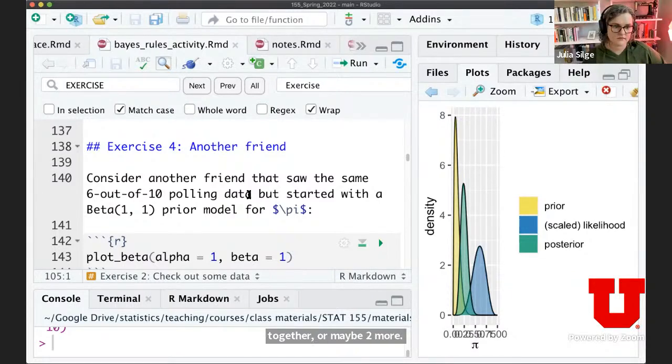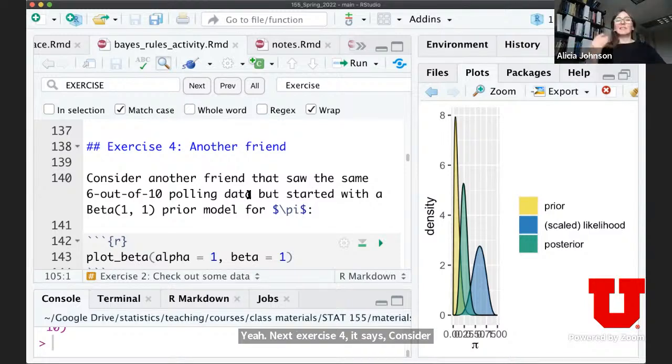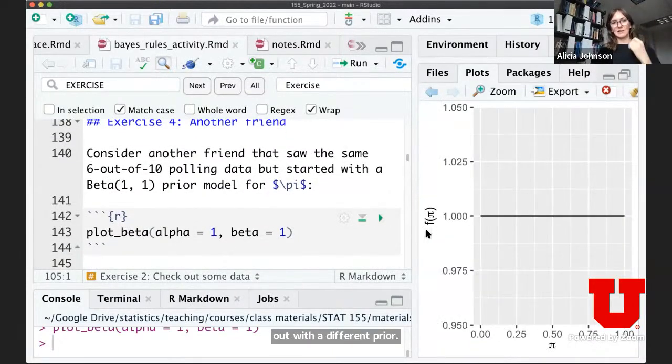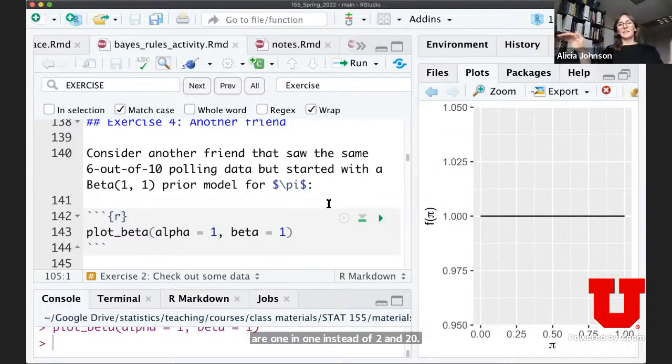In exercise 4, it says, consider another friend that had the same polling data, but started out with a different prior. So before seeing that data, their prior looked like this. This is another example of a beta model. In this case, the parameters defining this model are 1 and 1 instead of 2 and 20, I think. And in this case, that tuning of the prior model is flat.